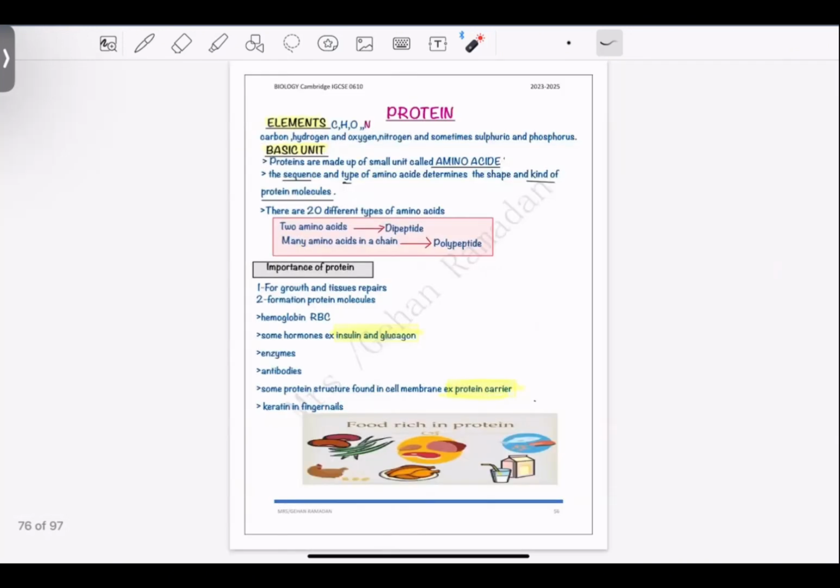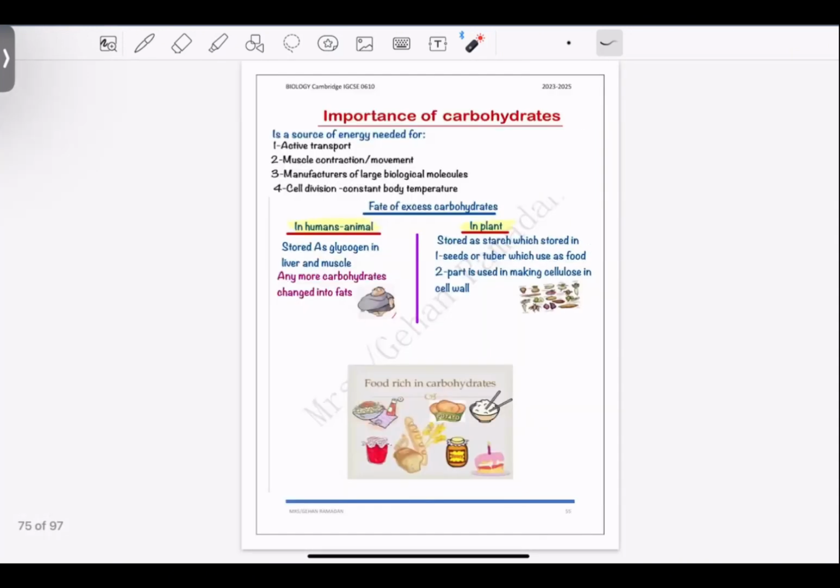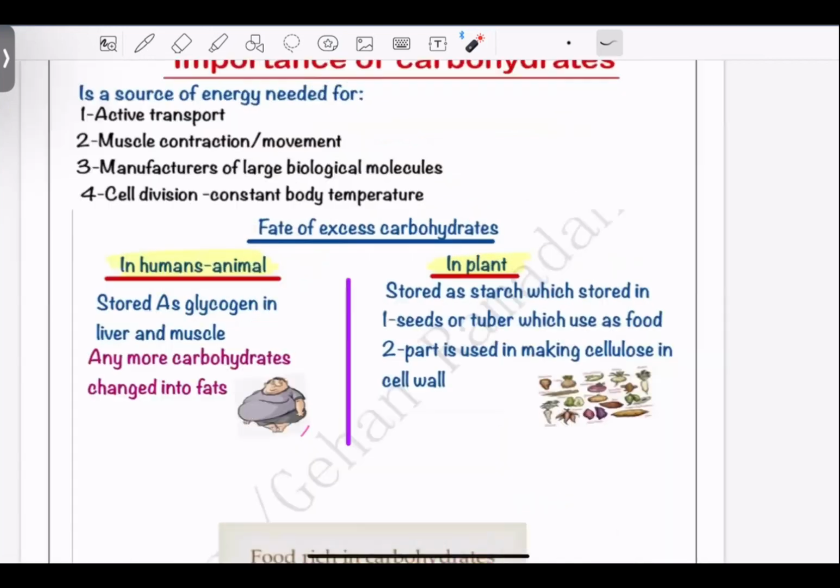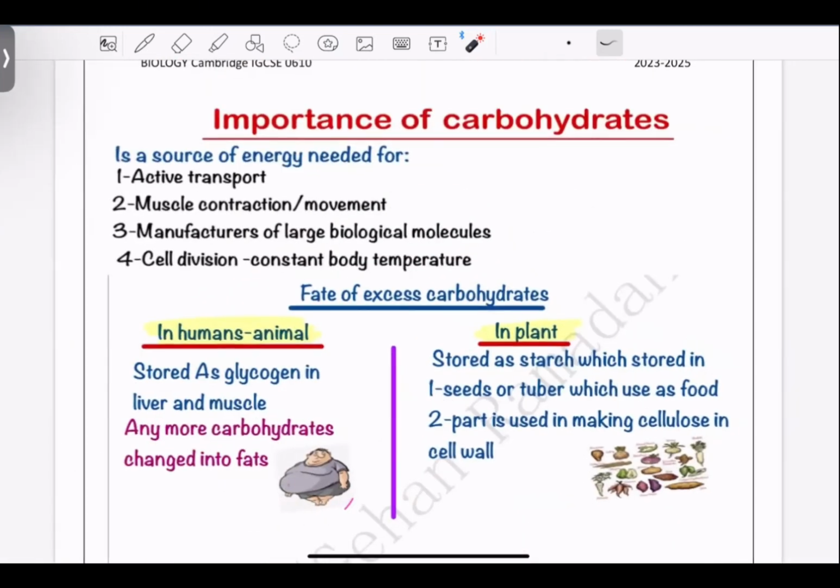We explained in the class, we finished all the carbohydrates. But here, what is the importance of carbohydrates? Sometimes he asks you for the importance, so you have to memorize this information. Number one, it's a source of energy. What does your body need this energy for? The energy comes from respiration, the energy coming from foods, and your body needs it for many things.